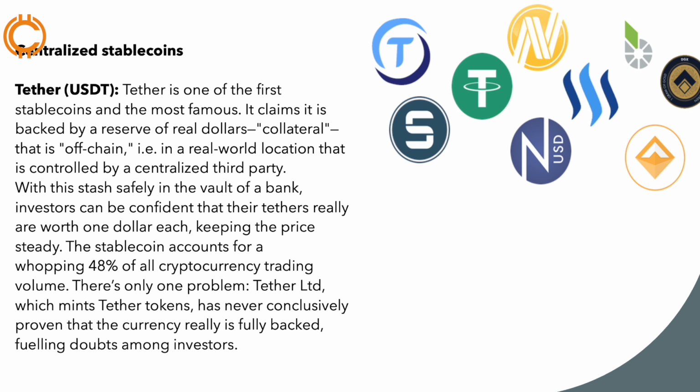So you have centralized stablecoins, and one of the most popular ones is Tether, also known as USDT. Tether is one of the first stablecoins and the most famous. It claims it is backed by a reserve of real dollars, collateral that is off-chain, i.e. in a real-world location that is controlled by a centralized third party. With this stash safely in the vault of a bank, investors can be confident that their tethers really are worth $1 each, keeping the price steady. The stablecoin accounts for a whopping 48% of all cryptocurrency trading volume.